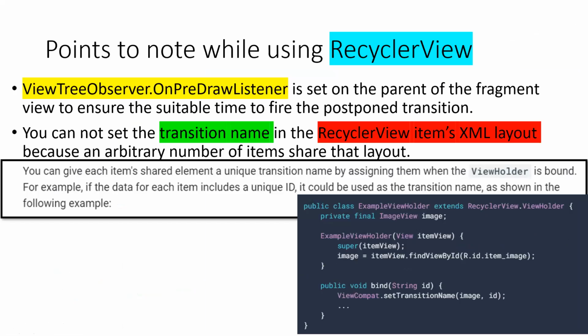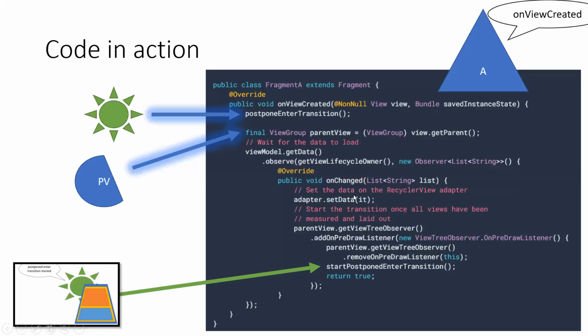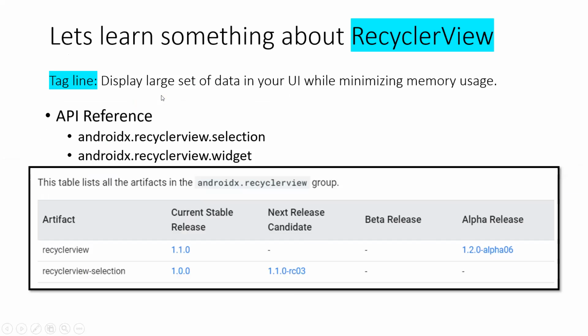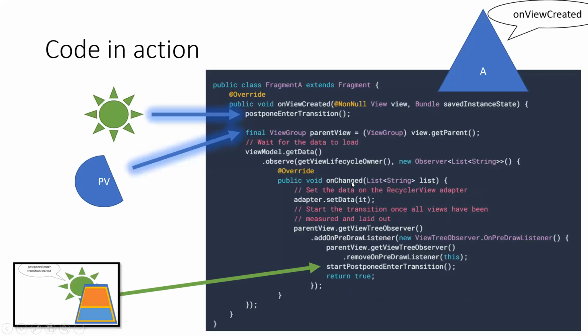Okay, so there are certain points to note while using recycler view, and we have seen these two points over here. First point over here, not the second point, but the first point. We have seen that view tree observer dot on pre-draw listener. So let's talk about on pre-draw listener.